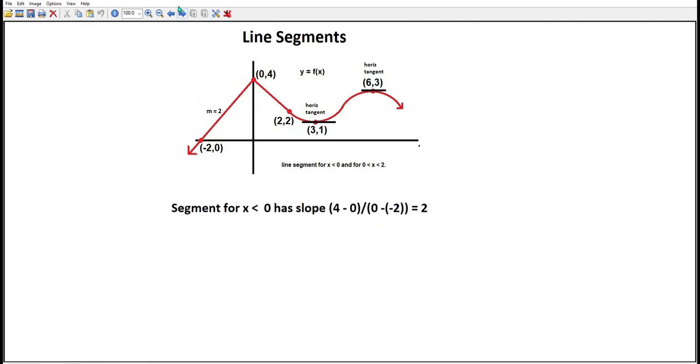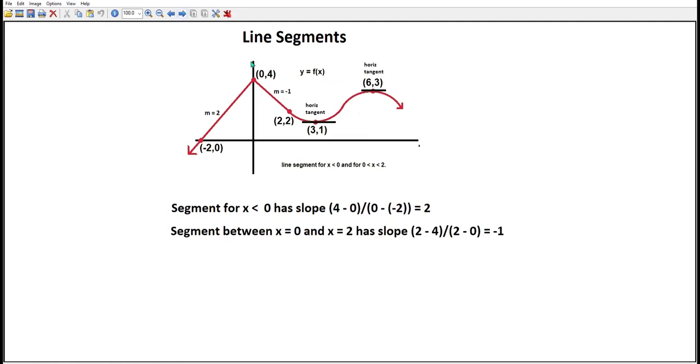Now, we look at the line segments, and we can see the segment for x less than 0 passes through (-2, 0) and (0, 4). So the slope is (4 minus 0) over (0 minus -2), or 2. The section of the graph between (0, 4) and (2, 2) is also a segment. The segment between x equals 0 and x equals 2 has slope (2 minus 4) over (2 minus 0), or -1. And we notice at 0, there's a corner. There is not a corner at 2, by the way. So f prime of 0 does not exist.